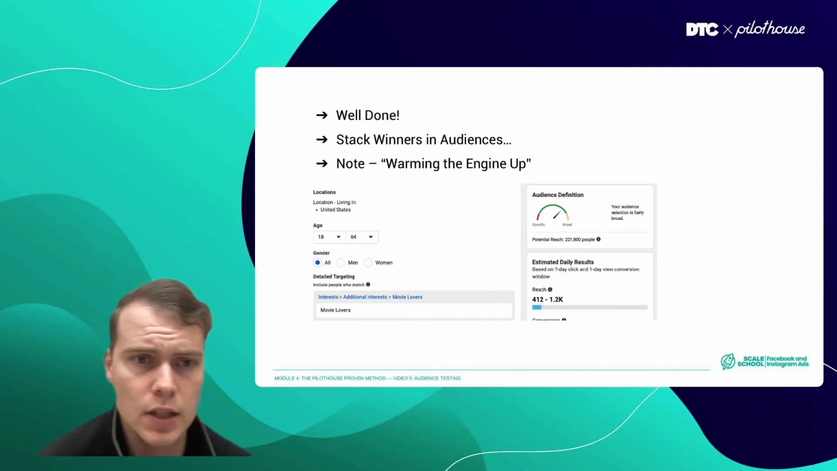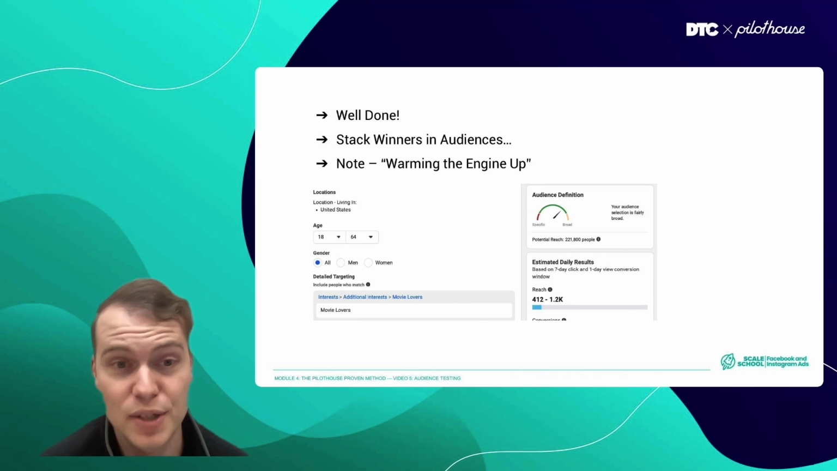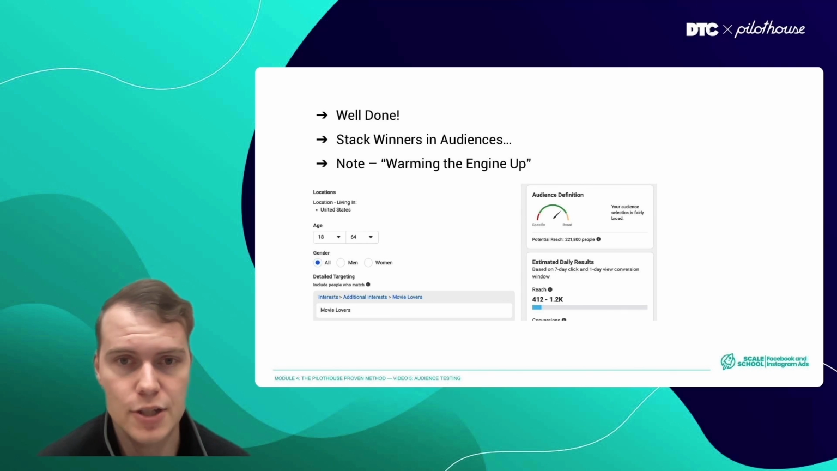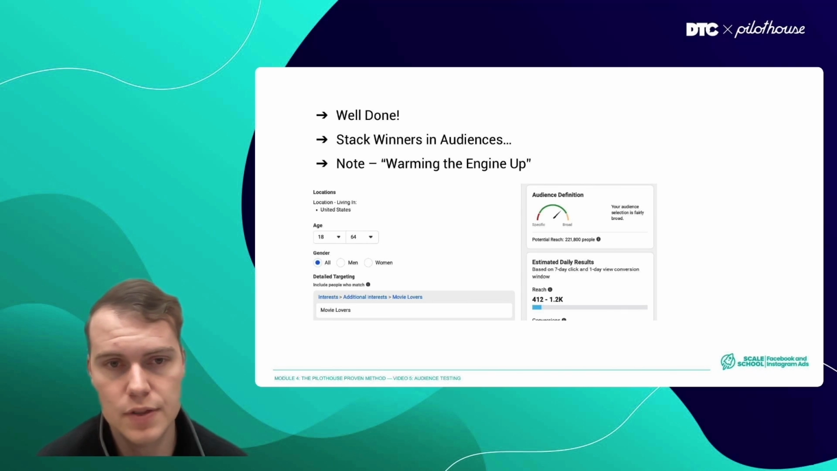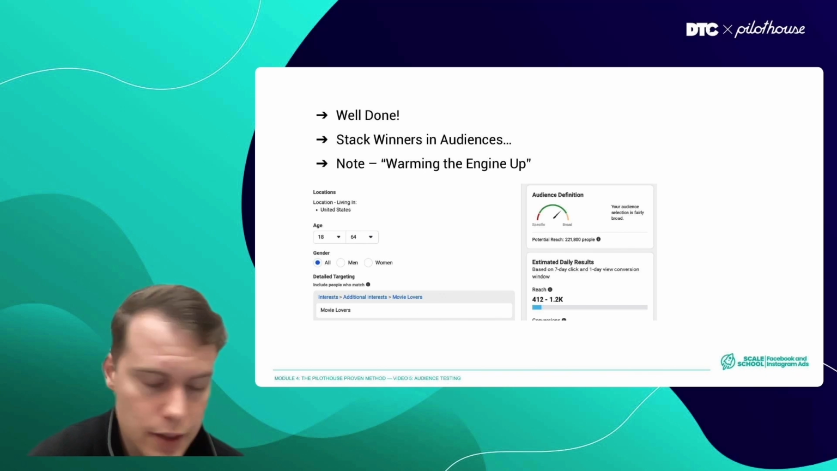the best that way. An important thing here to note too is you do not want to stack audiences together. You want to stack winning creative, winning headlines, and winning copy, but you do not want to actually stack your audiences themselves. And I'll show you an example of what I mean by that as we go here.